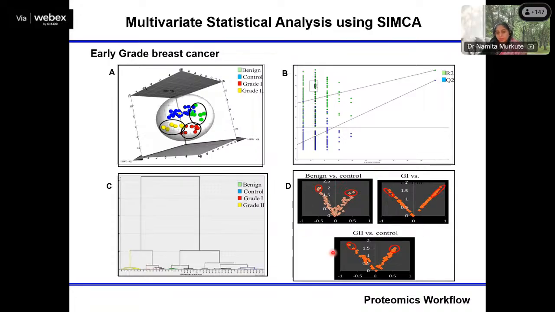Then this is called a volcano plot. Whatever 100 to 150 proteins I have identified through statistical significance, I plotted in this. These are the protein spots. These are the proteins present in the upper side of this volcano plot. These are very highly significant proteins which can be used as biomarkers.